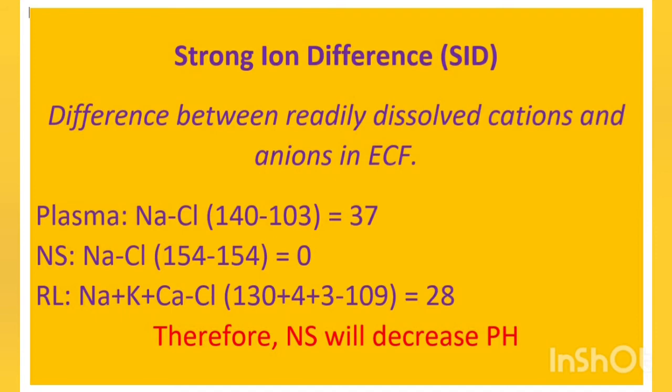Now, if we look at the normal saline, the SID is 0 because the sodium and chloride contents are equal, 154 milliequivalents per liter each. That is why the pH of normal saline is much lower than that of the plasma. Ringer's lactate, on the other hand, gives us a SID of around 28, which is pretty much close to that of the plasma.